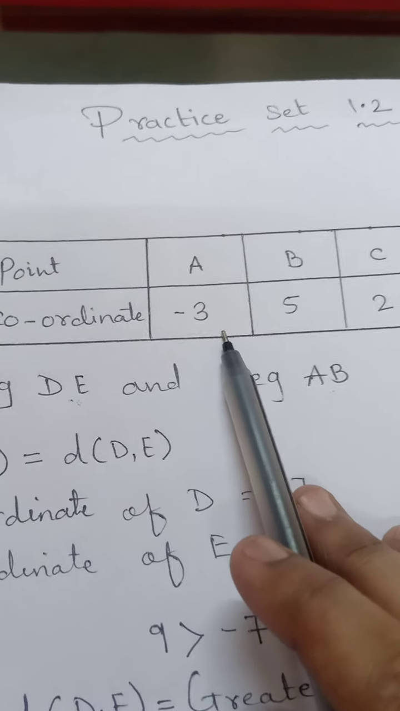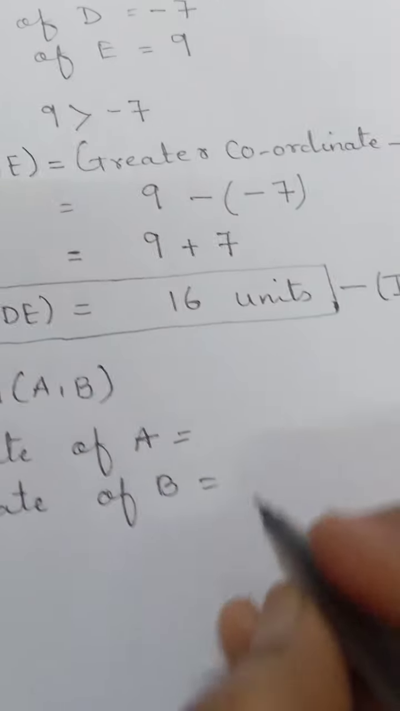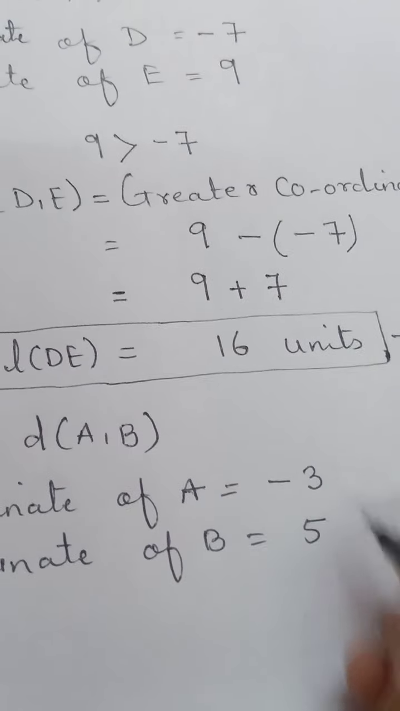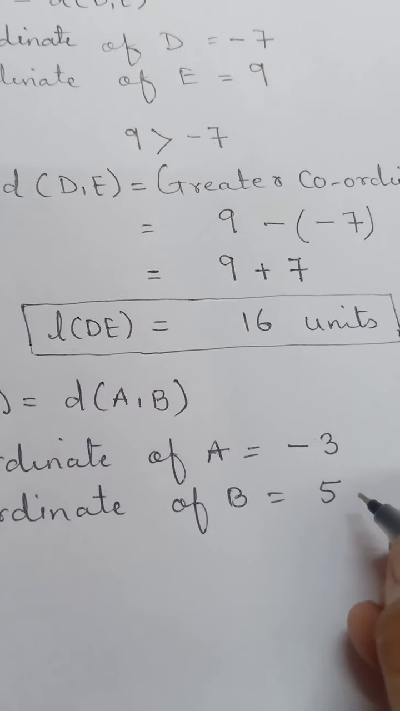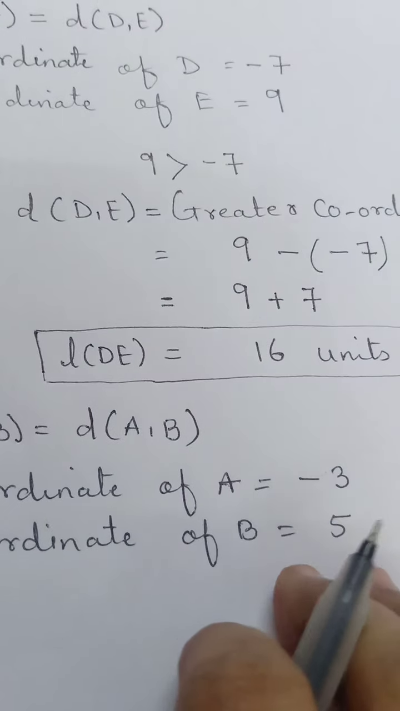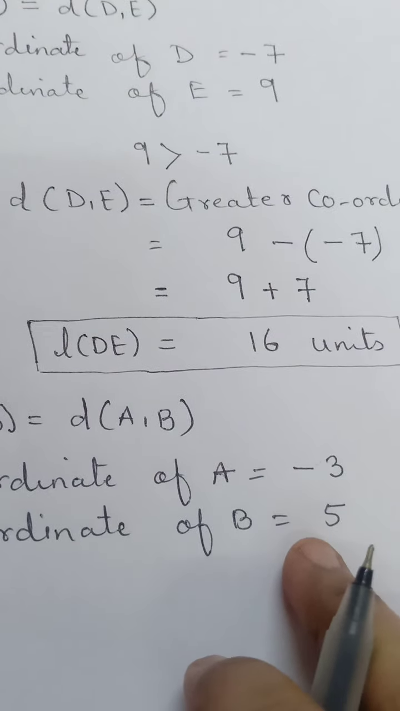Now we'll take the coordinates from the table. Here the coordinate of A is -3 and the coordinate of B is 5. So the coordinate of A is -3 and the coordinate of B is 5. Now we have got these two coordinates, so we have to compare. Obviously the minus sign will be smaller than the plus sign because the positive number is greater.